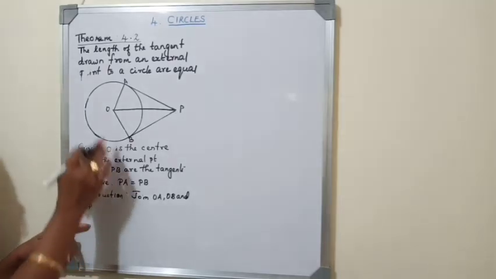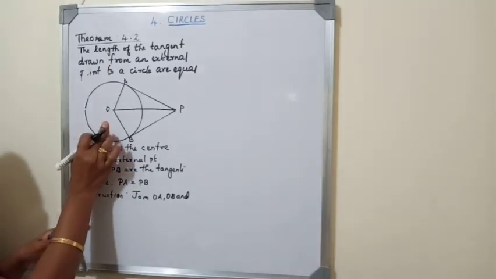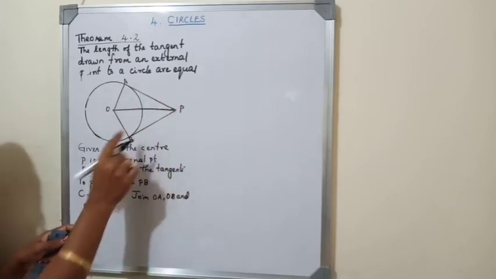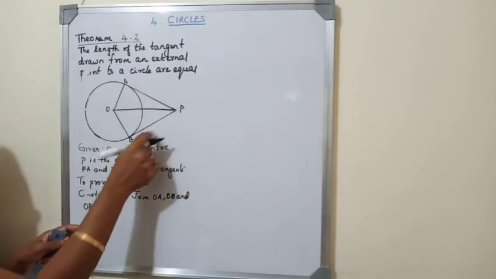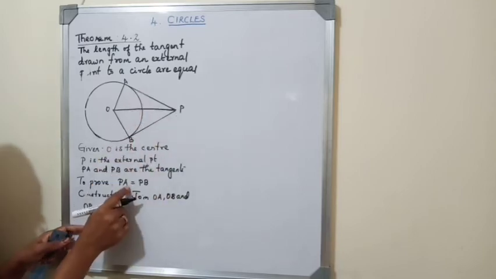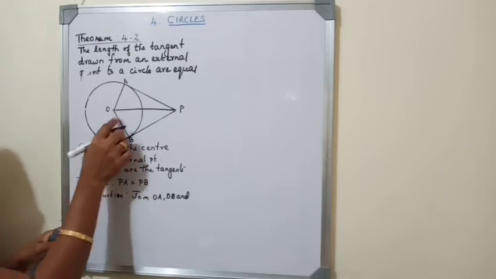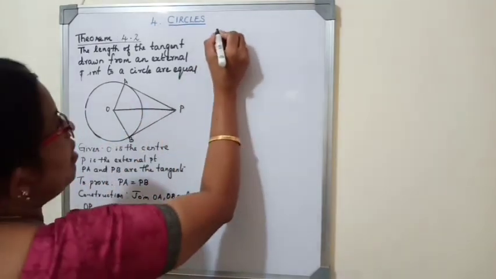So once again I will repeat. Given O is the center of the circle, P is the external point, PA and PB are the tangents. We have to prove that these 2 tangents are equal, PA equals PB. For that, the construction is join OA, OB and OP. Now we will write the proof.